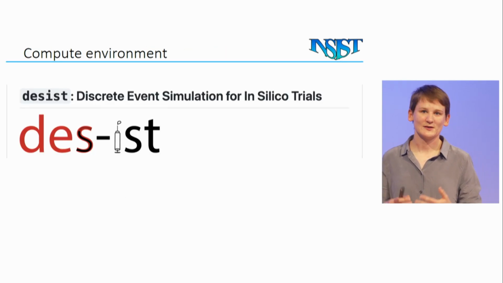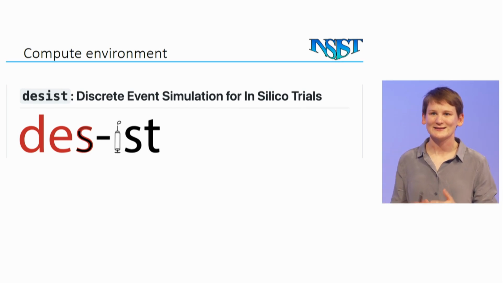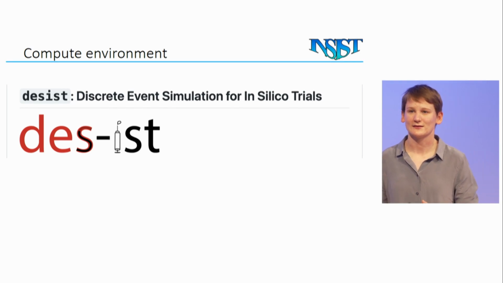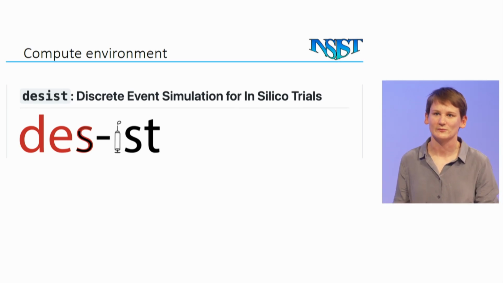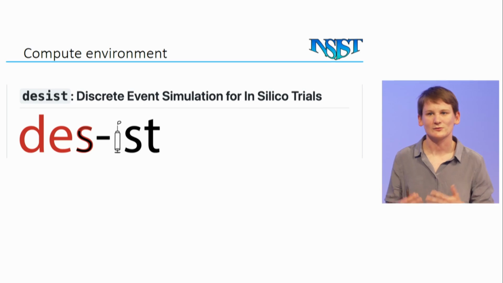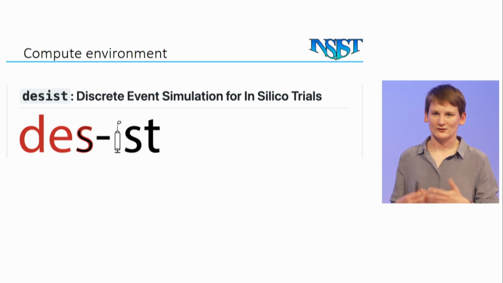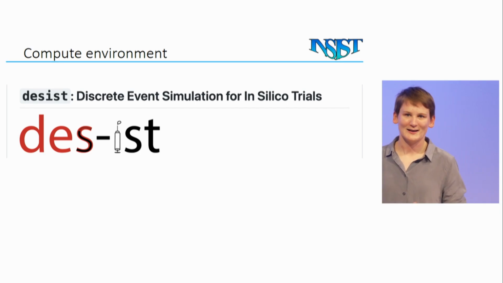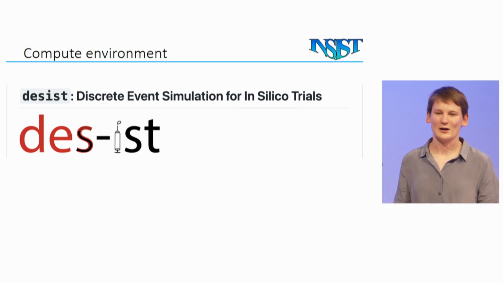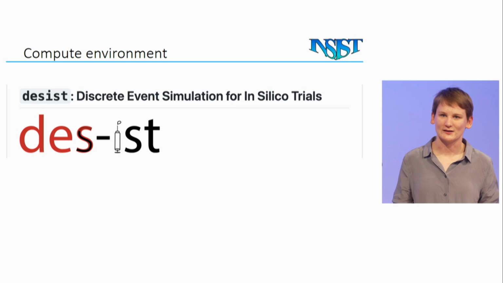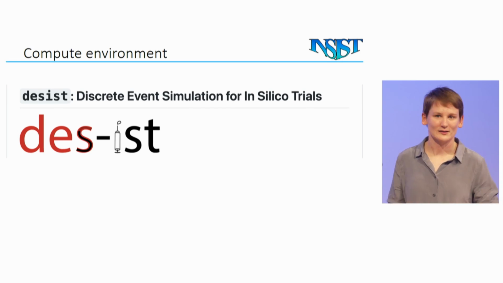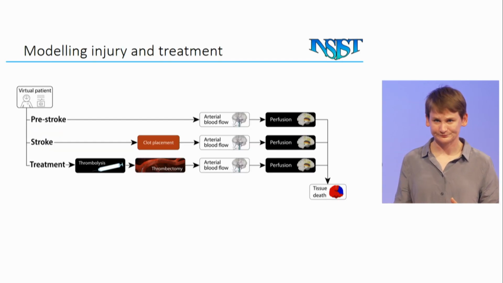So we have set up this compute environment called DESIST, and the idea behind this is actually a general framework for anyone who's interested in running in silico clinical trials. So this could be for any particular disease where you just want to simulate or predict outcome based on a set of virtual patients. So the idea being that anyone who has these models to predict a patient outcome can download this onto their local machine and run their own kind of in silico clinical trials.